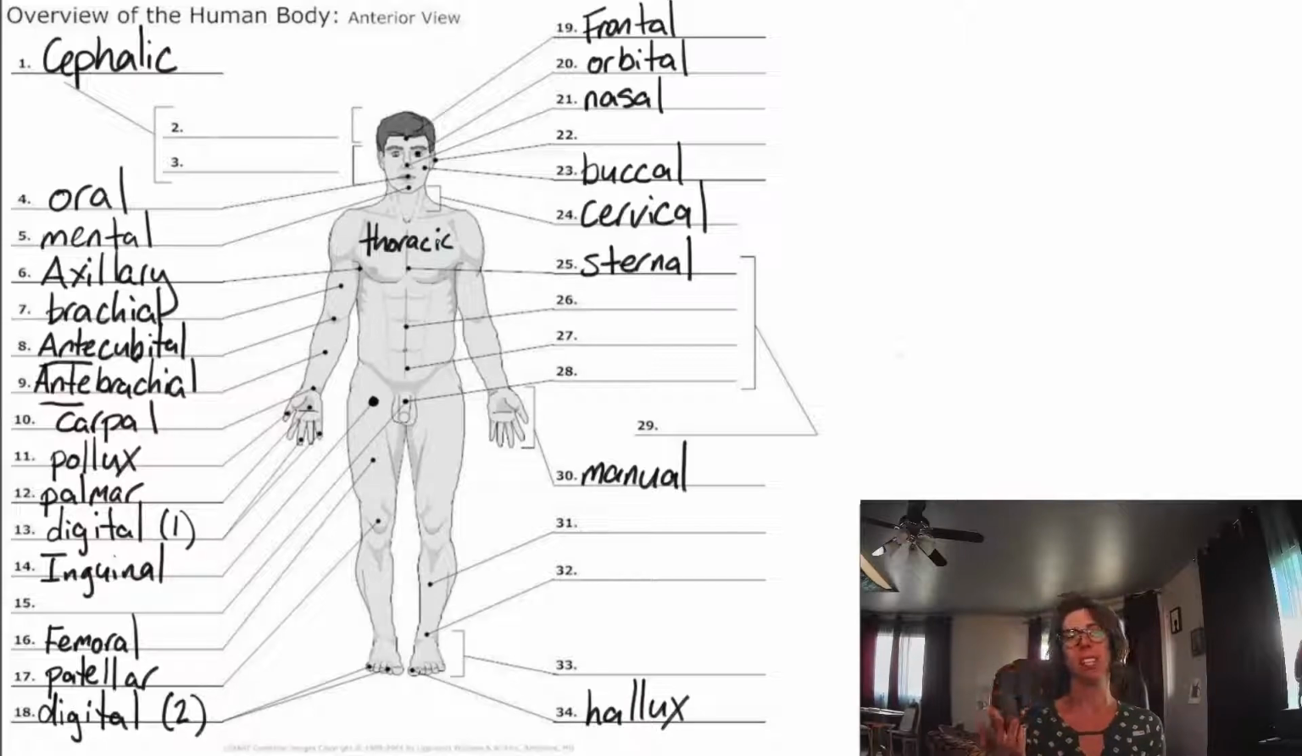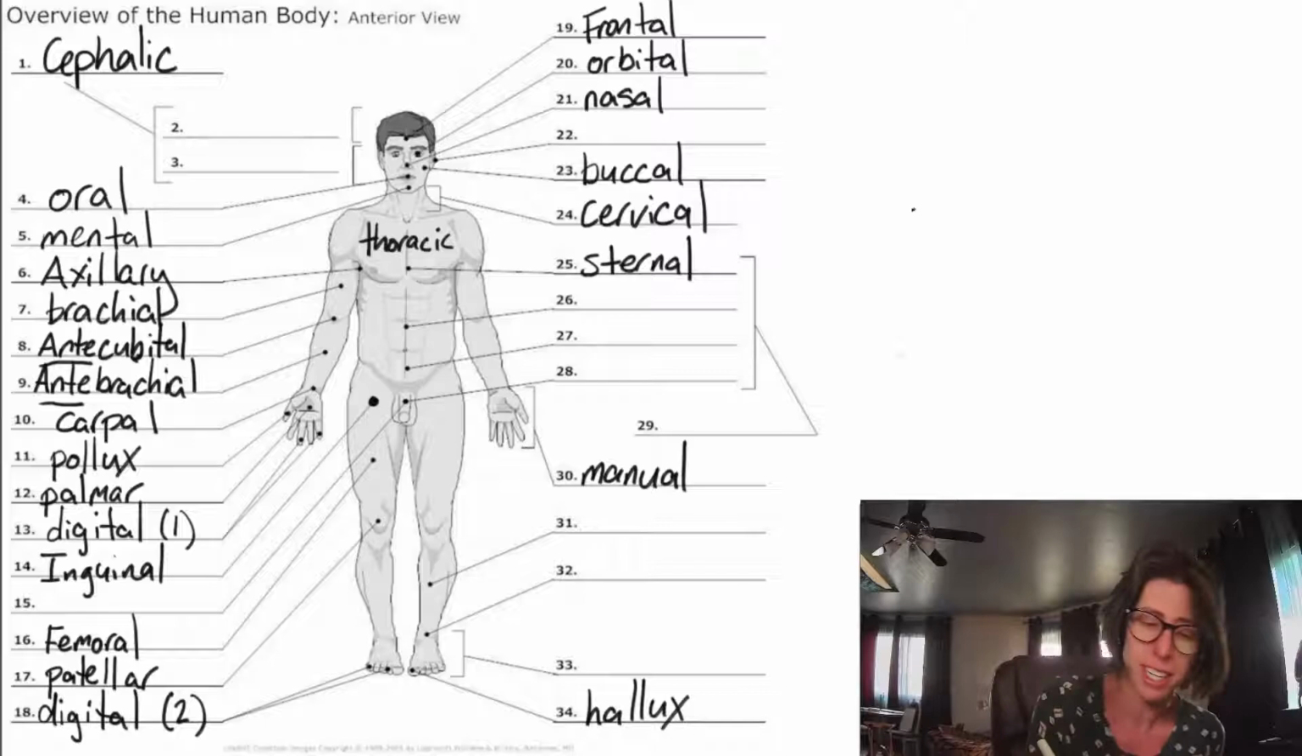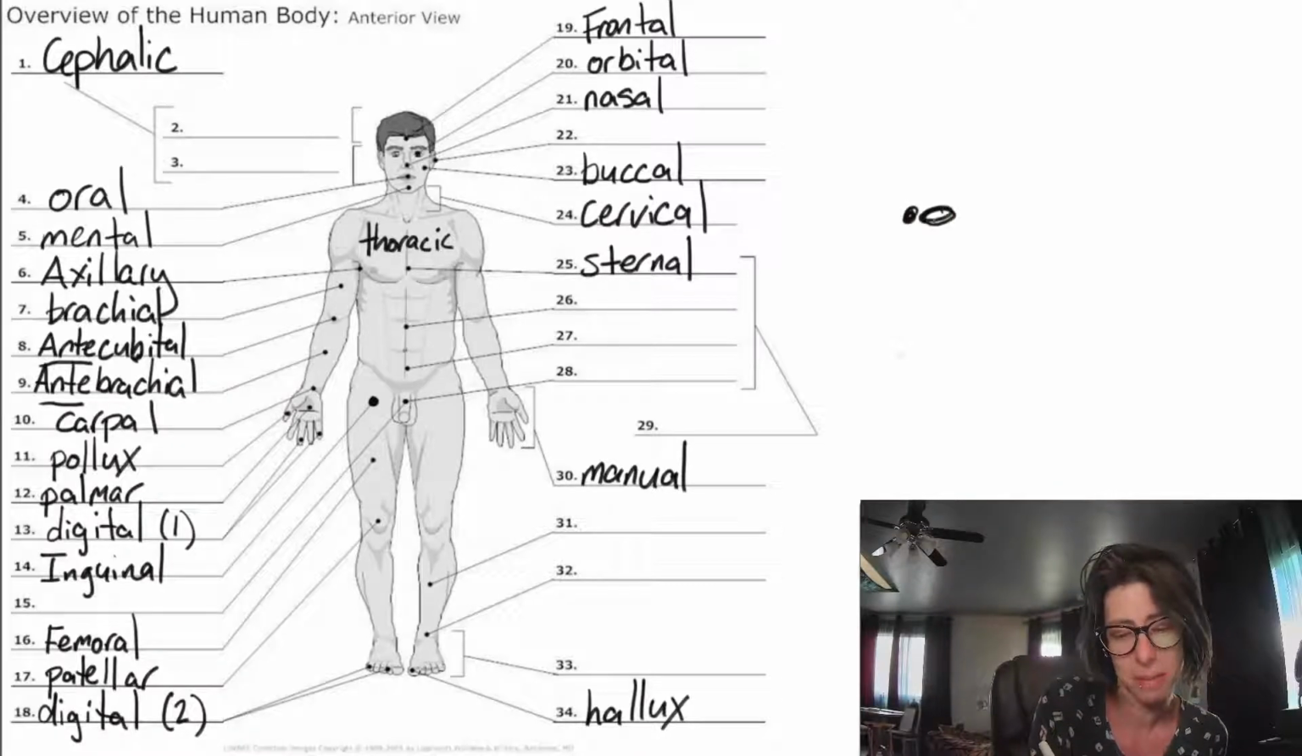You can find the song head, thorax, abdomen to the melody of head, shoulders, knees, and toes. Head, thorax, abdomen, abdomen, head, thorax, abdomen, abdomen.